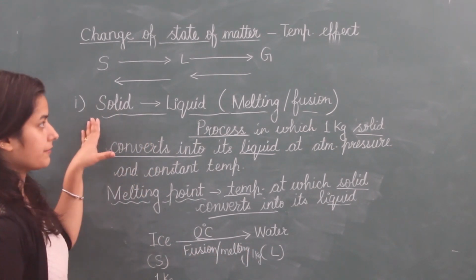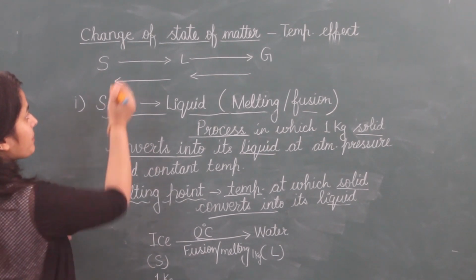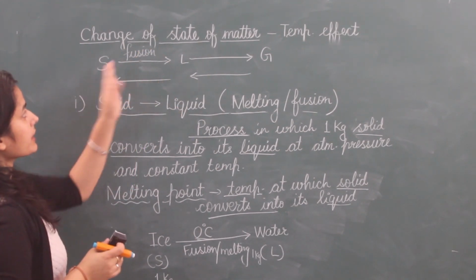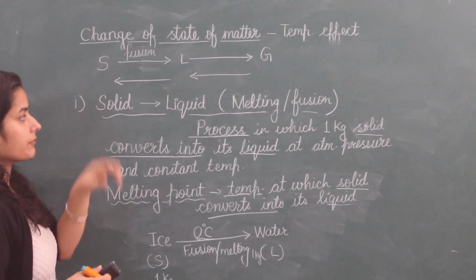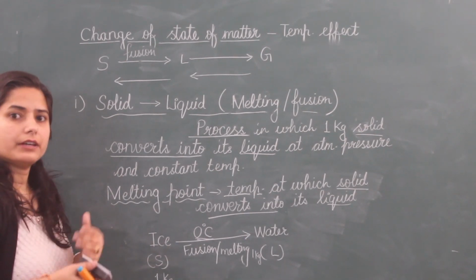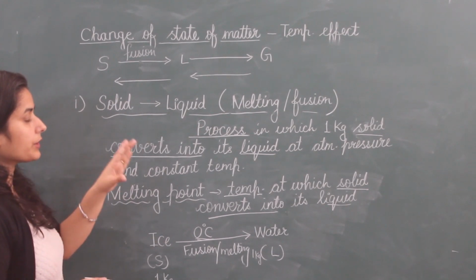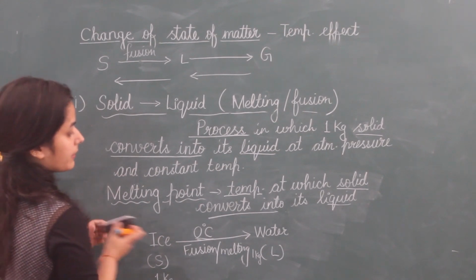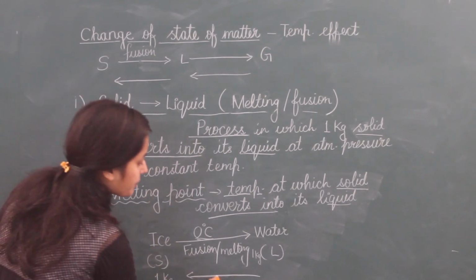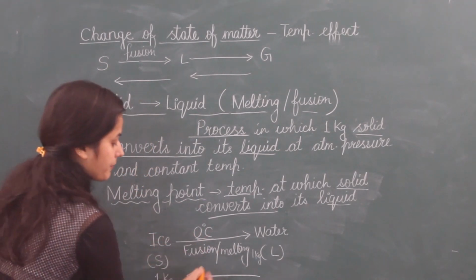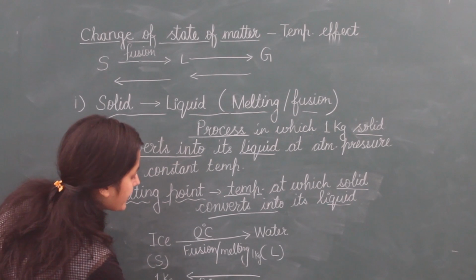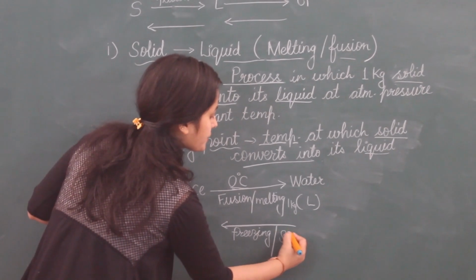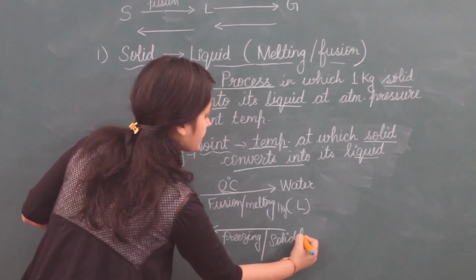So that was your first part. Now I am taking the second part, which is the reverse of it, when liquid converts into solid. When you put water in a freezer, what happens? That liquid water converts into solid ice. Temperature again remains the same, but the process is known as freezing, because water will freeze, or liquid will freeze, or it is also known as solidification.